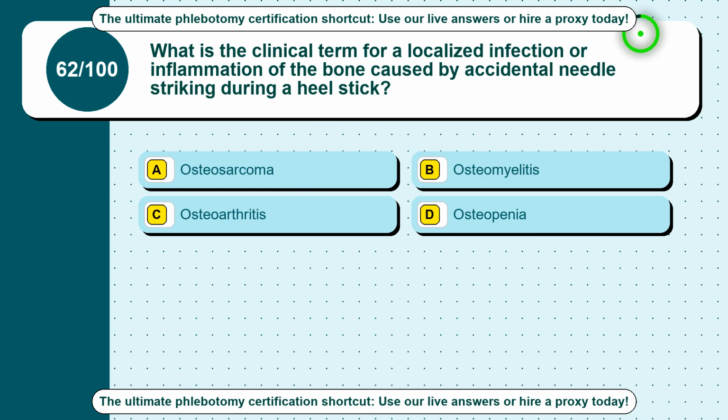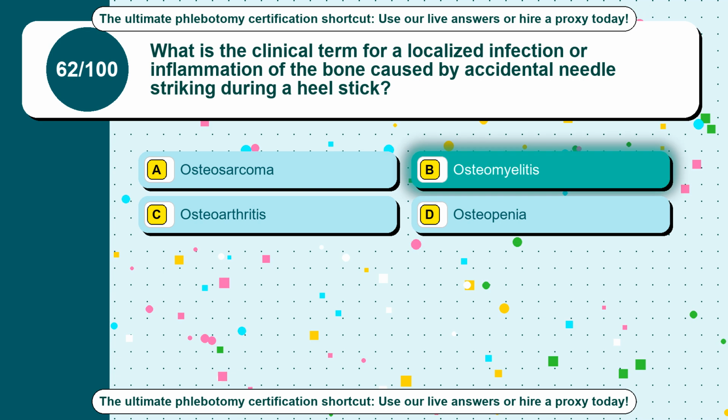Question 62. What is the clinical term for a localized infection or inflammation of the bone caused by accidental needle striking during a heel stick? Option A, osteosarcoma. Option B, osteomyelitis. Option C, osteoarthritis. Option D, osteopenia. The correct answer is option B, osteomyelitis.